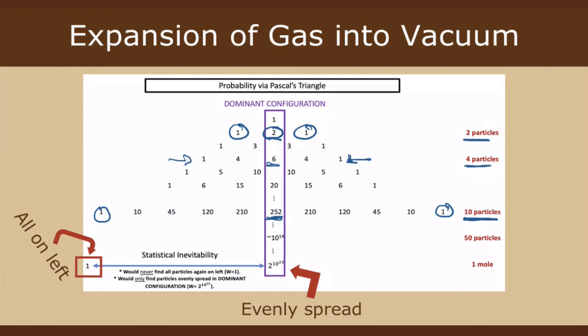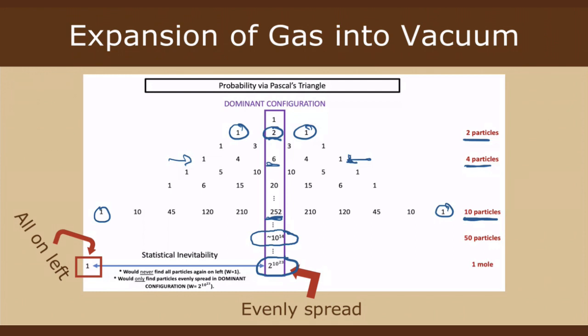Look, if we go to 50 particles, all of a sudden we're at ranges of 10 to the 14th. Okay? And if we go to 1 mole, we're not even at 6.02 times 10 to the 23rd. We're at 2 raised to the 10 to the 23rd, which is far more than a mole. Okay? 2 to the power of 10 to the 23rd. Okay, so that's how much for them evenly spread in the middle.